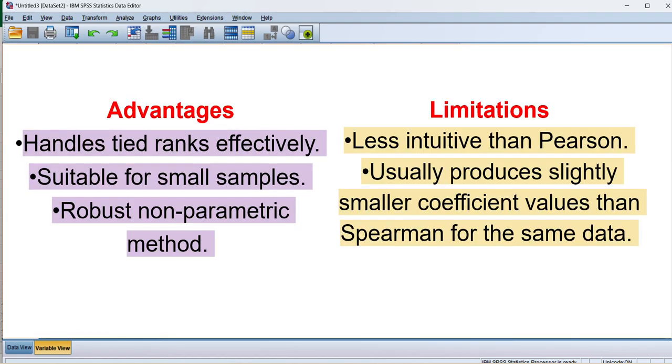The advantages of Kendall tau B correlations are it handles tied ranks effectively, is suitable for small samples and is a robust non-parametric method. On the other hand, limitations are it is less intuitive than Pearson, and usually produces a slightly smaller coefficient value than Spearman for the same data. Keep in mind, while using Kendall tau B correlation, you will get a smaller coefficient value in comparison to Spearman when we work on the same data.